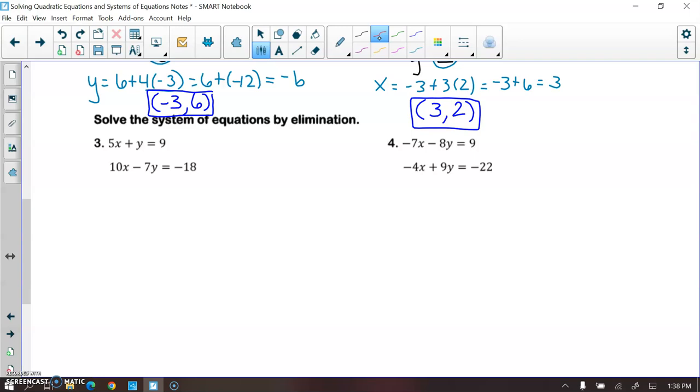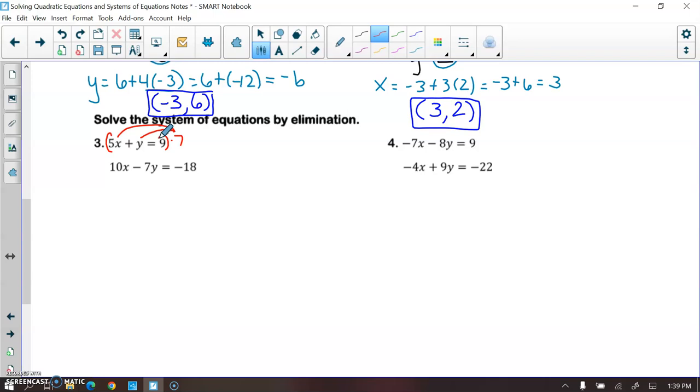For this one, if I multiplied my top equation by 7, then I would eliminate a variable because my y values would have opposite coefficients. I would have a positive 7 for my top one and a negative 7 for my bottom one. But we need to be careful. We need to multiply the entire equation by 7 because then it does not change the value of your equation. If you do not multiply your entire equation, then it does change the value.